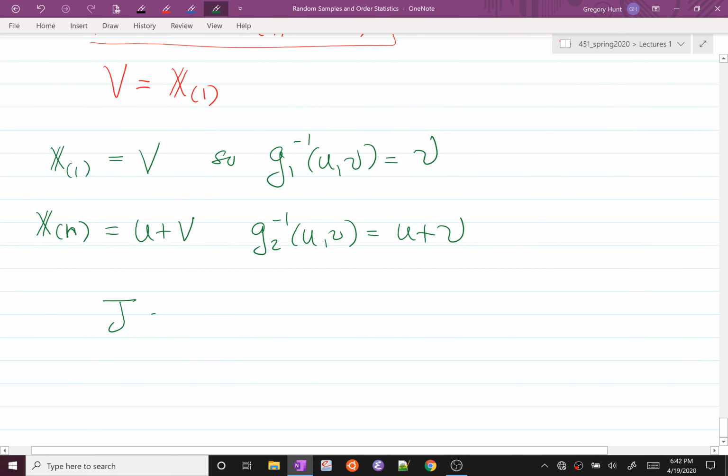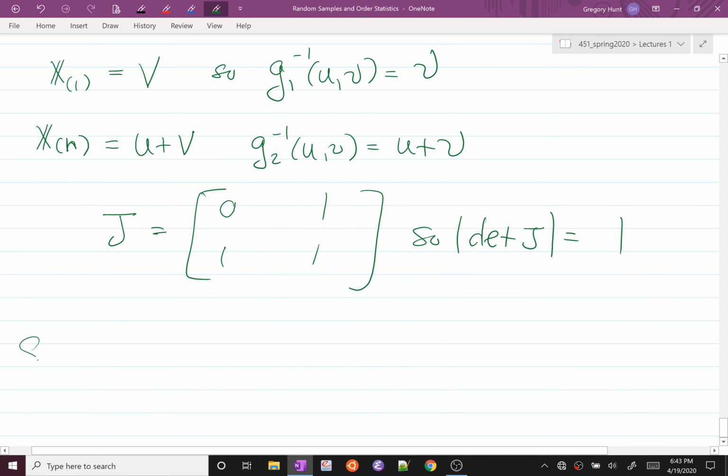The Jacobian matrix is the derivative of these with respect to U and V. Derivative of the first row is the derivative of the first one with respect to U and V. With respect to U it's 0, with respect to V it's 1. Derivative of the second one with respect to U and V, both is just 1. And so the absolute value of the determinant of my Jacobian is just 1. You can think about that.